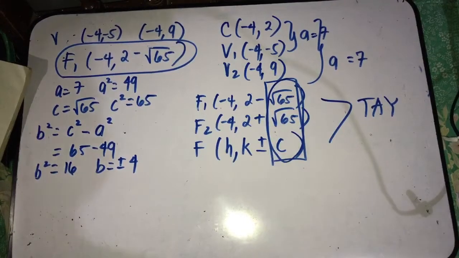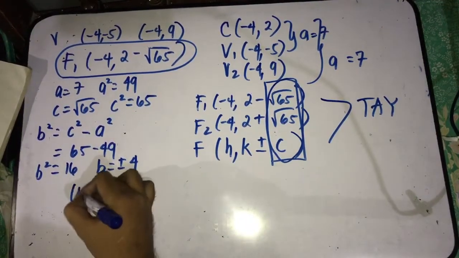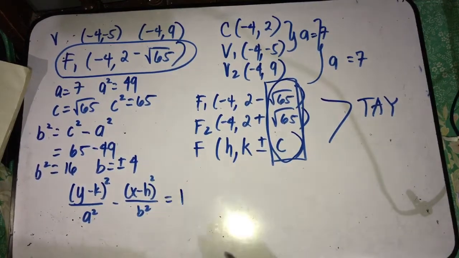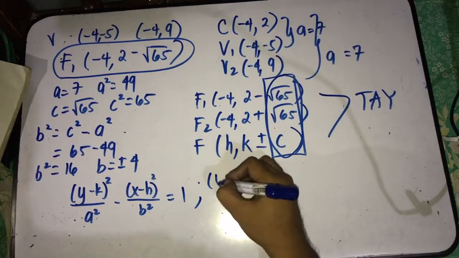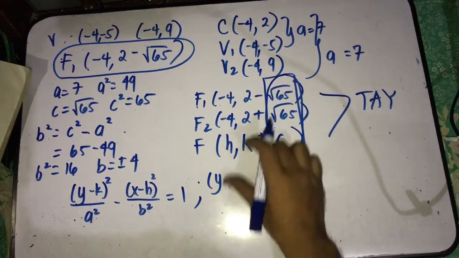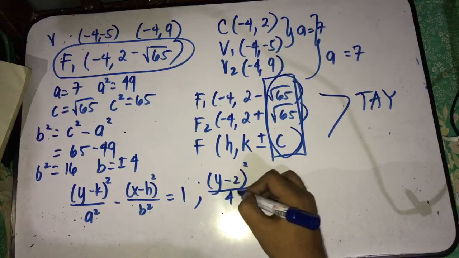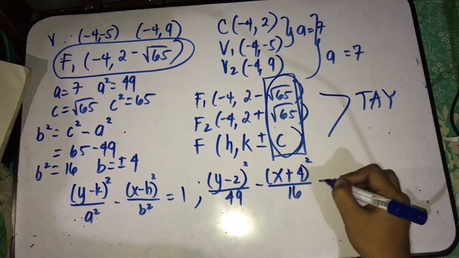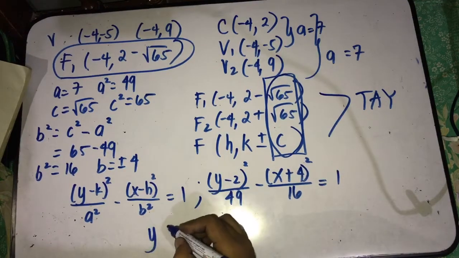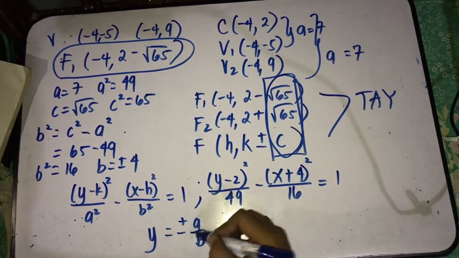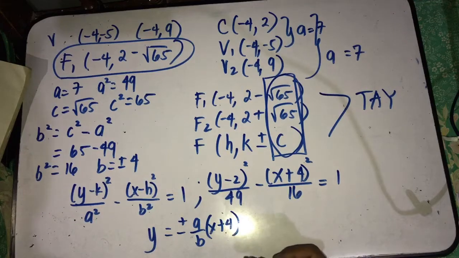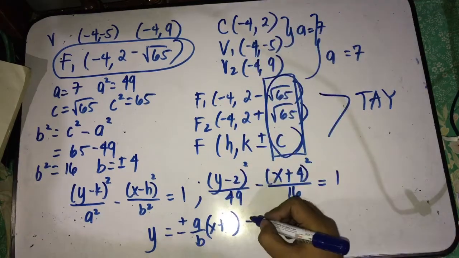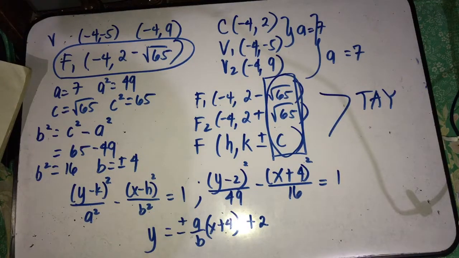What is the equation for a vertical transverse axis? The formula is (y minus k) quantity squared over a squared minus (x minus h) quantity squared over b squared is equal to 1. Using this equation, we now have (y minus 2) quantity squared over 49 minus (x plus 4) quantity squared over 16 is equal to 1. Where is the asymptote? y is now equal to, since it's tie, plus or minus a over b times (x plus 4), and then minus k, so plus 2. So that is now the asymptote.